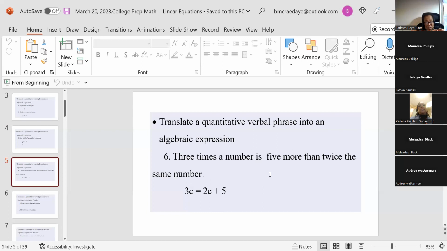So once you pick the variable, it goes 2 places. It goes with the 3 times the number, and it goes with twice, which is 2 times the number. Okay. Got it?